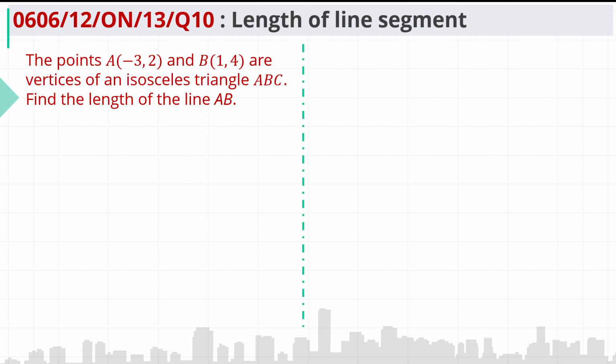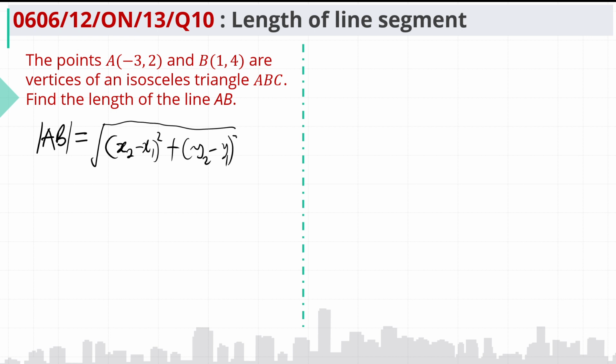The points A and B are vertices of an isosceles triangle ABC. Find the length of the line AB. Length of line AB is written as this, and we have learned that the length of a line segment is given by this formula: square root of S2 minus S1 squared plus Y2 minus Y1 squared. Let the first point be S1, Y1. Let the second point be S2, Y2.